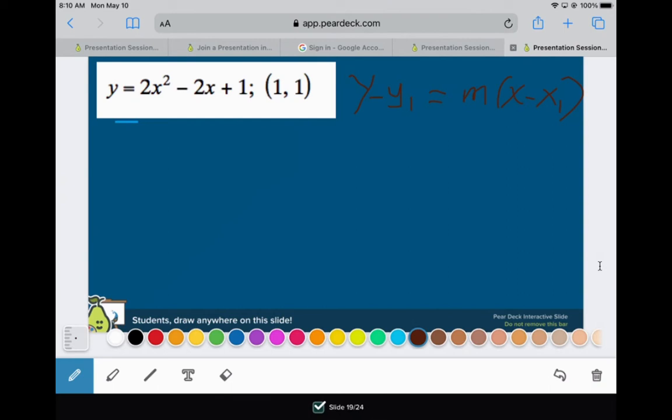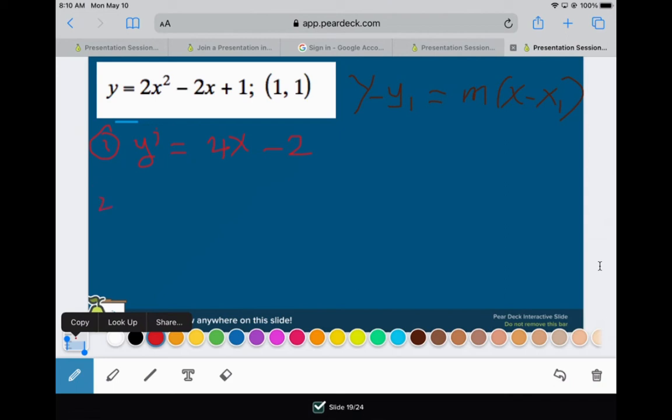Okay, so step number 1, you have to take the derivative. So y prime equals 4x minus 2. So at this point, when I'm taking the derivative, these are simple functions. I'm just going to take the derivative. I'm not going to show you step by step. But if you struggle with this, see me for help today, 12:45, or tomorrow at 12:45.